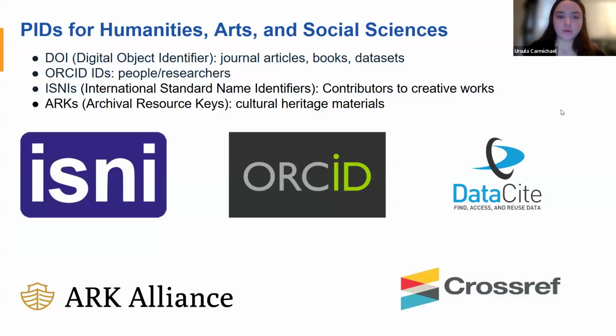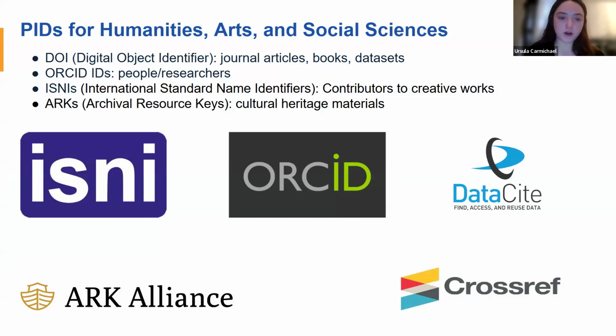So I'll just take a quick look at some of the most common PIDs that you'll find in HSS fields. So of course you have DOIs. These PIDs uniquely identify outputs such as journal articles, books, data sets. There are ORCID IDs, which are typically described as PIDs for people, or in this case, often researchers. And ORCID IDs can provide centralized research profiles, often integrated into grant and publisher systems.